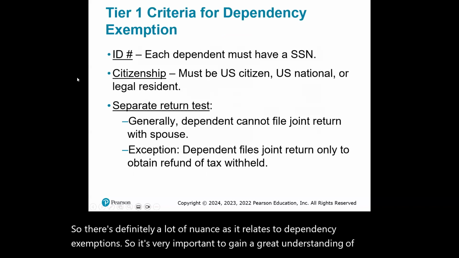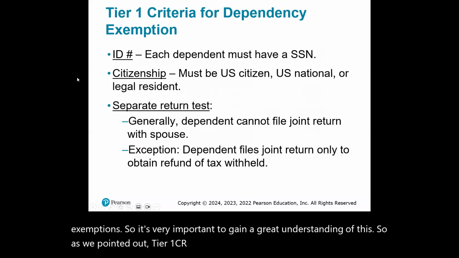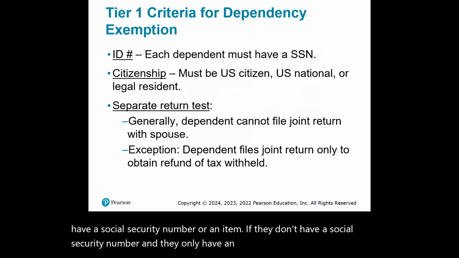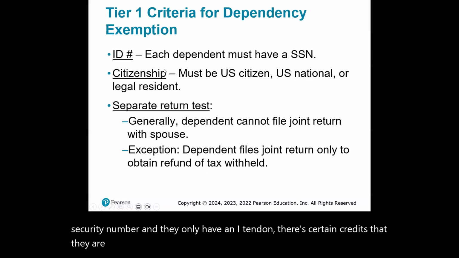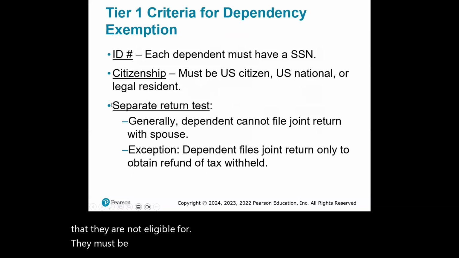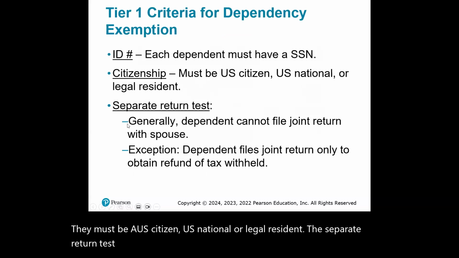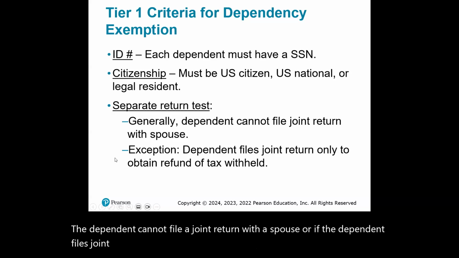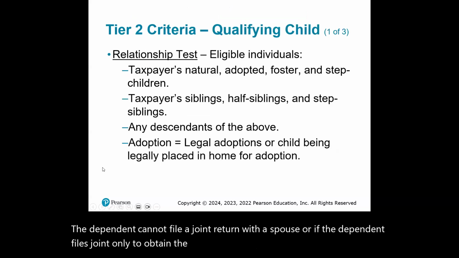So as we pointed out, tier 1 criteria for dependency: each dependent must have a Social Security number or an ITIN. If they don't have a Social Security number and they only have an ITIN, then there are certain credits that they are not eligible for. They must be a U.S. citizen, U.S. national, or legal resident. The separate return test: the dependent cannot file a joint return with a spouse, or if the dependent files jointly, only to obtain the refund of tax that was withheld.